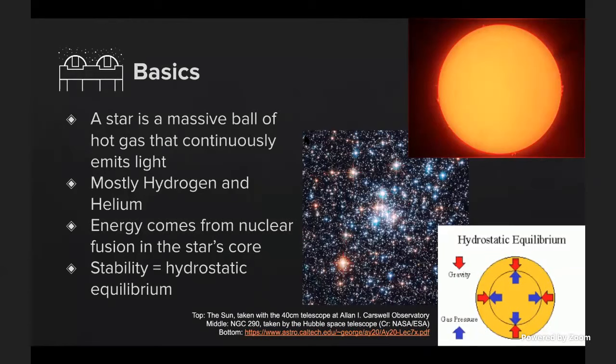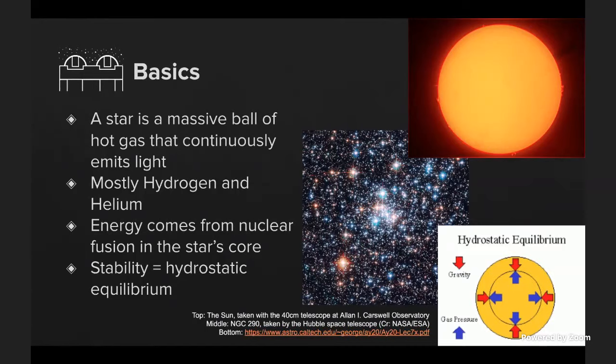A star is essentially a hot ball of plasma or ionized gas that continuously emits light. They are composed primarily of hydrogen and helium, and their energy comes from nuclear fusion at their core. Nuclear fusion is a process where atomic nuclei combine to create another larger atomic nucleus, and in stars, the common reaction pathway is the fusion of two hydrogen atoms to yield a helium atom.